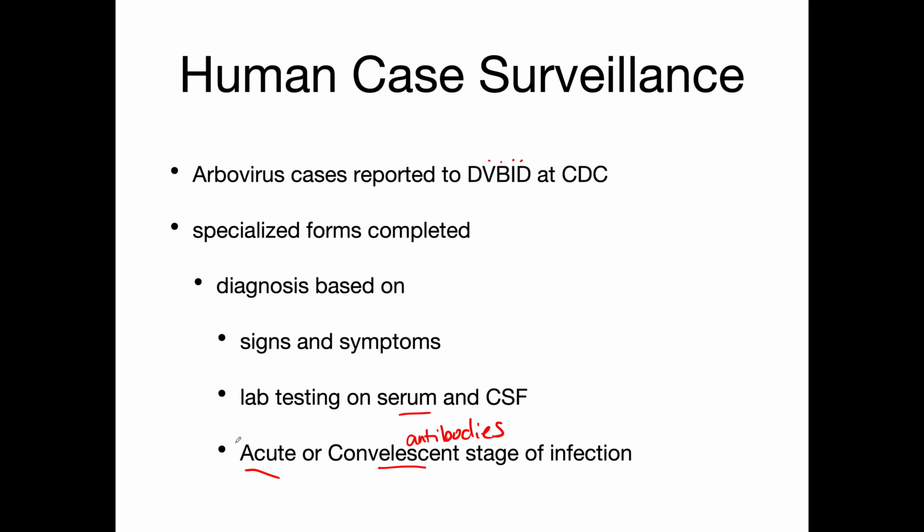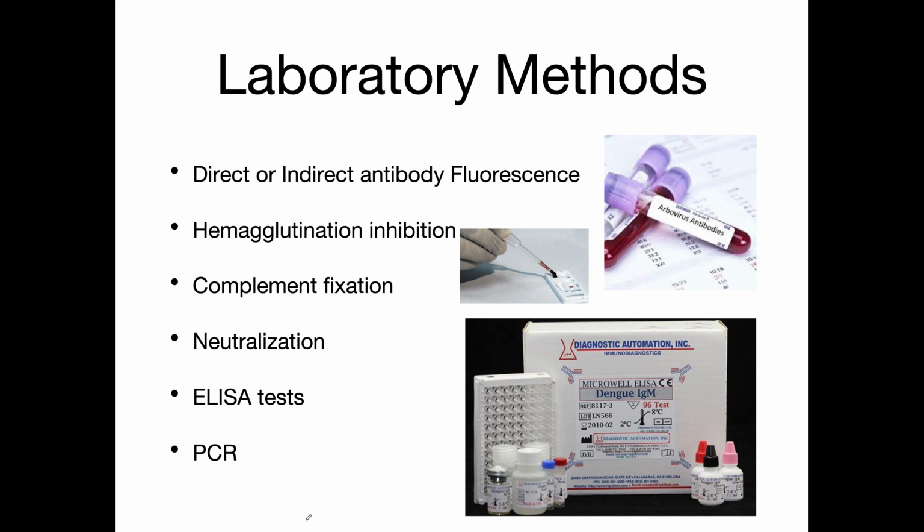And in the acute stage we're going to look for a viral load. So the different laboratory methods that are used to surveil these different diseases, we can use what's known as direct or indirect antibody fluorescence. So if antibodies are present, we can attach little fluorescent molecules to those antibodies and look at them under the microscope using a fluorescent microscope, and that's going to tell us if we see the glowing, then we know that those antibodies are present.